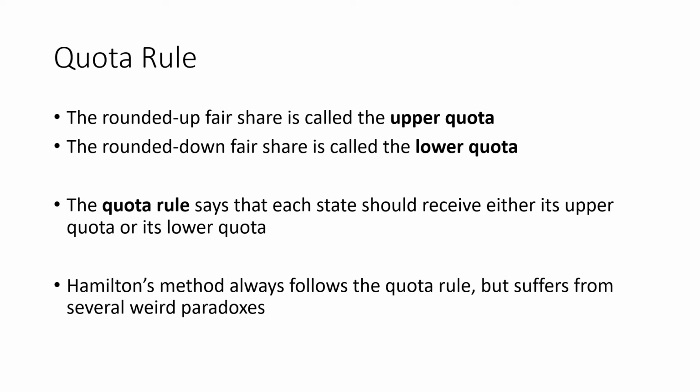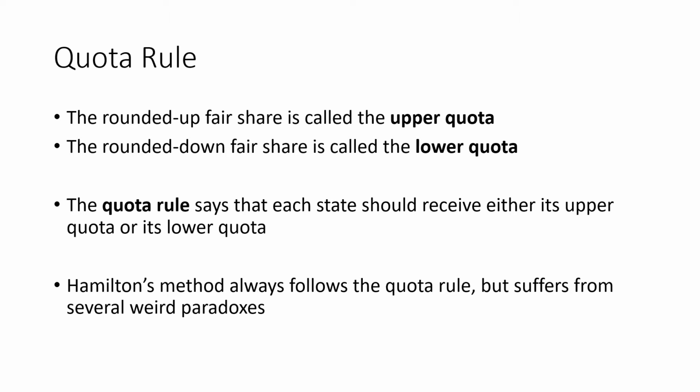Now, because those fair shares aren't whole numbers, we think we would either want to round them up or round them down. If we round the fair share up, that's called the state's upper quota. If we round the fair share down, that's called the state's lower quota. And the quota rule says that we should assign to each state one of those two numbers. We should either round their fair share up, or round it down.